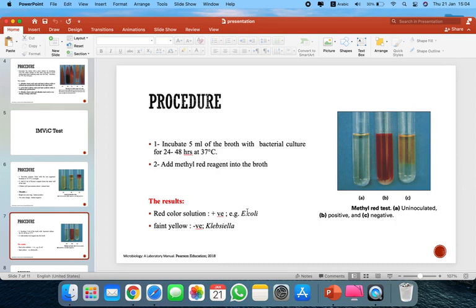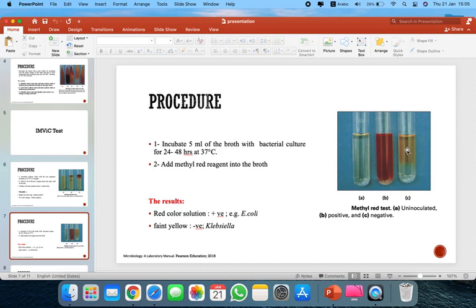E. coli has the ability to ferment the carbohydrates, and it actually has the ability to make a stable acid. And how can I indicate that acid? I can indicate it by the change of the color, same as the previous tests. If the color has changed to red, that means there is acid production. If it's still yellow, that means there is no acid production.